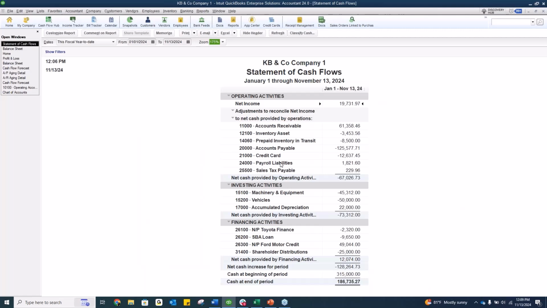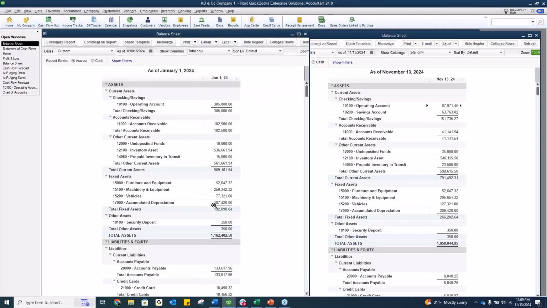Let's look at another example from our statement of cash flow. Let's look at prepaid inventory in transit. Our cash flow statement is showing this as a negative $8,500. Let's take a look to see how that change occurred. If I look at my prepaid inventory in transit on January 1st, I have a balance here of $15,000 that has increased to $23,500 as of November 13th. The difference between those has increased $8,500.